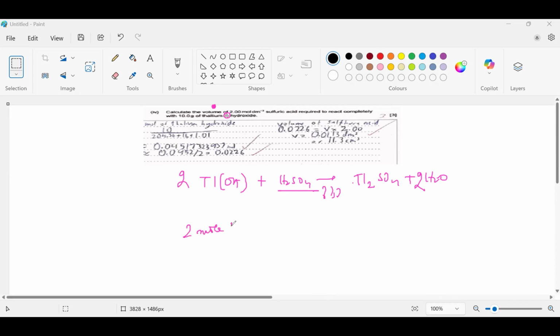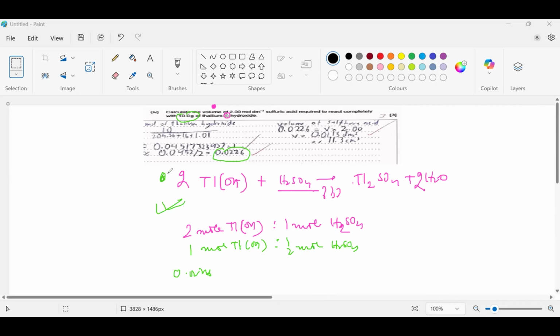2 moles of TlOH gives you 1 mole of H2SO4. Did you get my point over here? 2 moles of TlOH will be giving 1 mole of H2SO4. Is it clear? Then 1 mole of TlOH will be giving us half mole of H2SO4, right? Clear? So how many moles are there over here? You have got thallium hydroxide, how much? Therefore 0.0226. You have to do it in this way.